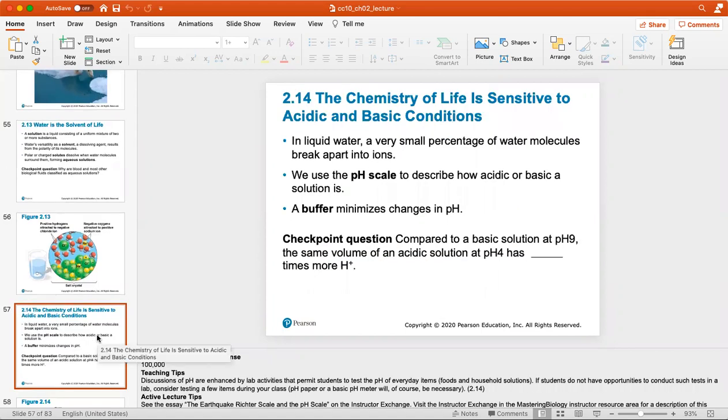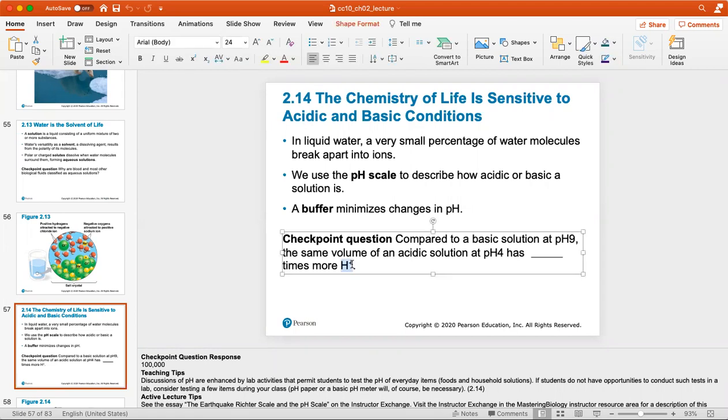In liquid water, a very small percentage of water molecules break apart into ions, and we use the pH scale to describe how acidic or basic a solution is. A buffer is a fluid or a substance that helps to minimize changes in pH. And compared to a basic solution of pH 9, the same volume of an acidic solution at pH 4 has much more hydrogen ions. So if a solution has a lot more hydrogen ions, it will be much more acidic.